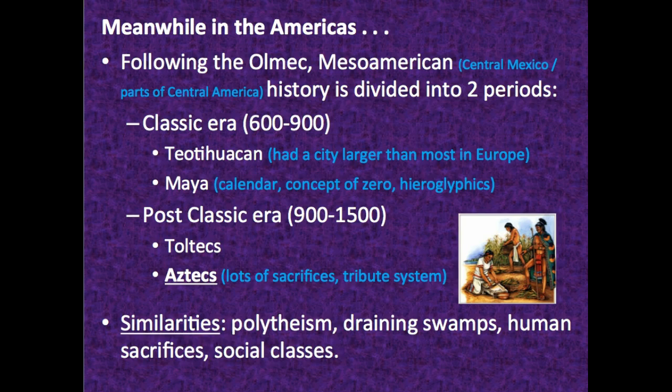In the post-classical era from 900 to 1500, that's where you have the Toltecs and the Aztecs. Now for the Mayan, remember the calendar, the concept of zero, and their ideographs or hieroglyphics. The Aztecs, just like the Mayans, had a lot of sacrifices and a tribute system. And we talked a little bit about some of the historical theories of why they had sacrifices, why they may have practiced cannibalism: that they didn't have enough meat, they lacked protein in their diet, so they practiced cannibalism. That's one of the strange theories about why we see the practicing of cannibalism. Some of the similarities that we see between all of these: polytheistic, draining swamps, human sacrifices, and the social class system.